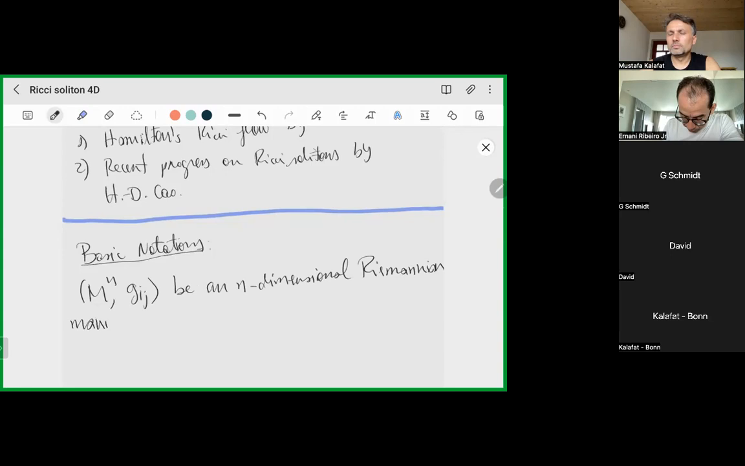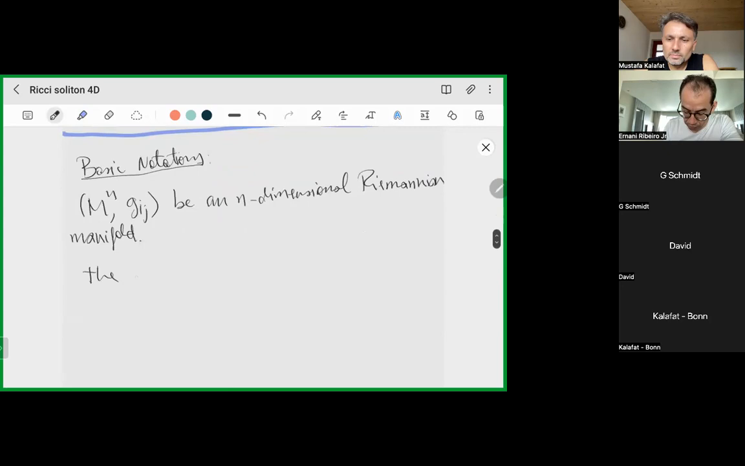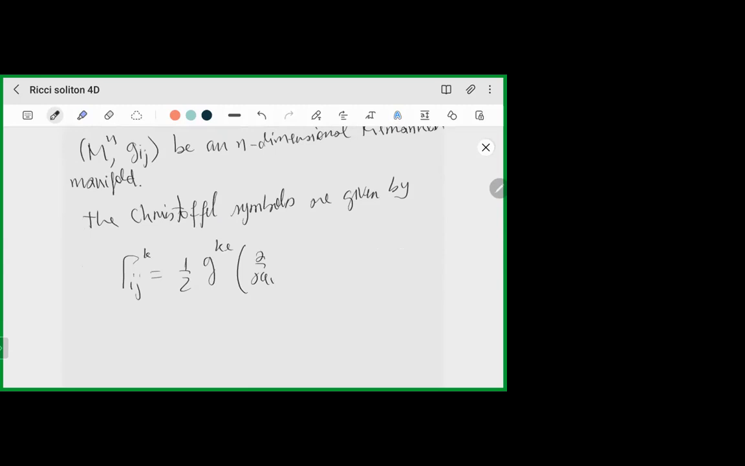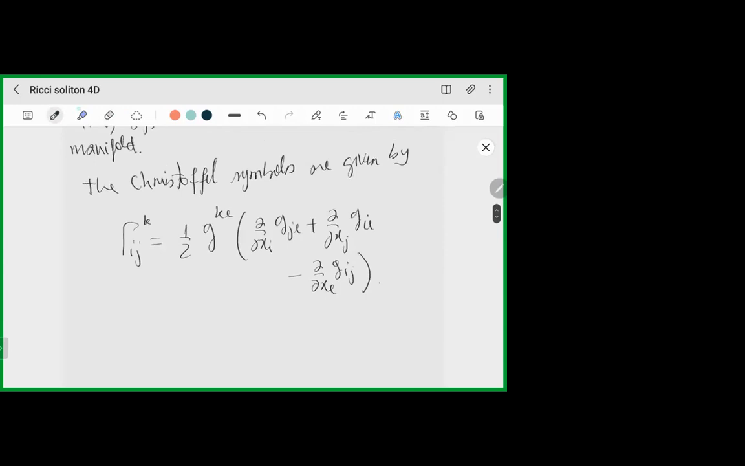And with this notation, the Christoffel symbols are given by Gamma^k_ij equals 1/2 g^kl, the derivative in direction i of g_jl, plus the derivative in direction j of g_il, minus the derivative in direction l of g_ij. So let me try to explain the notation here. This is the Christoffel symbol for the indices i, j, k.